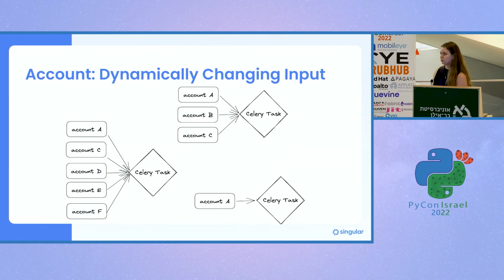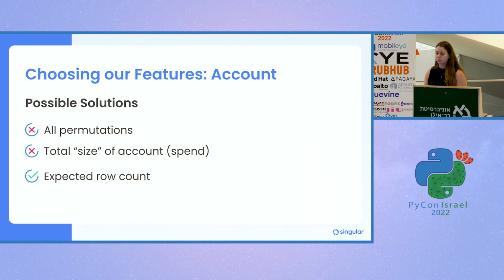So it's not a set group of accounts. So how do we take this account and use it as a feature? The first naive solution would be to just take all permutations of the account ID, but now the account ID is a number, but it has no numerical significance. So this wouldn't work well as a feature to a model.